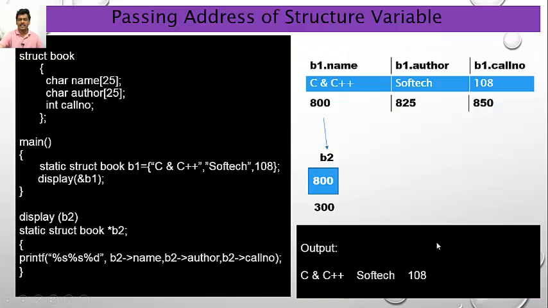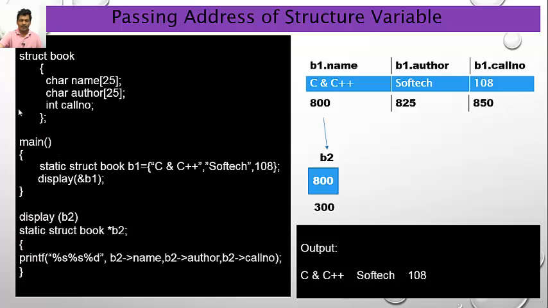Passing address of structure variable. We can pass the address. In previous sessions, we passed the structure elements element by element, then we passed the entire structure to the function. Here we pass the address of the structure variable, that is called by reference. So this program calls the function by reference, and here we pass the address.